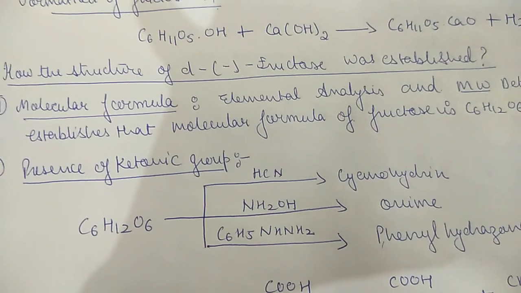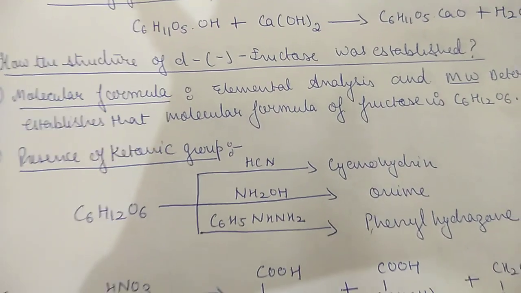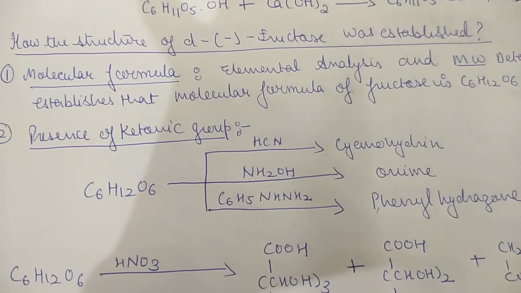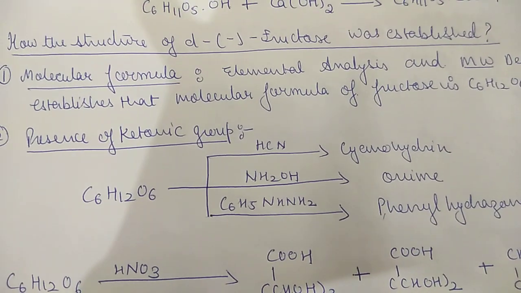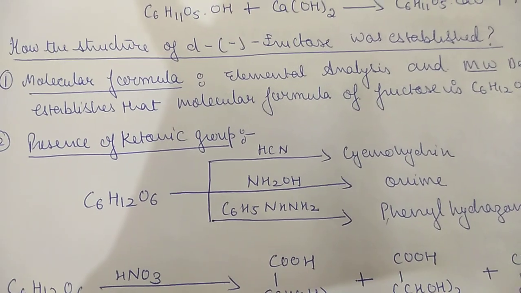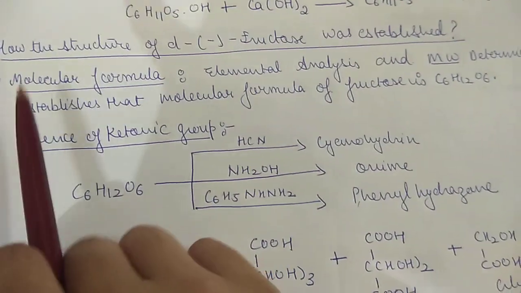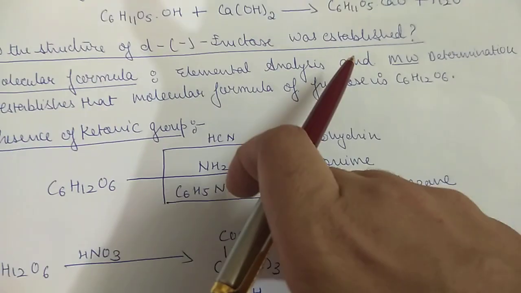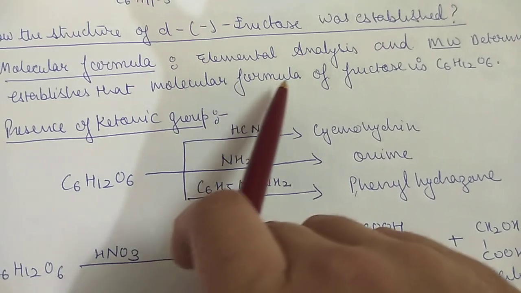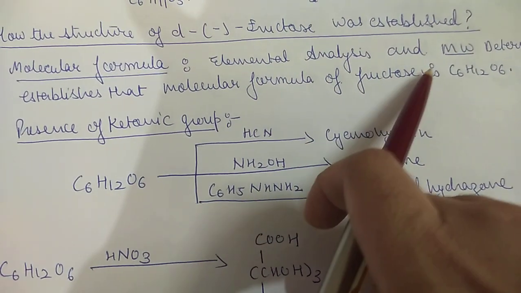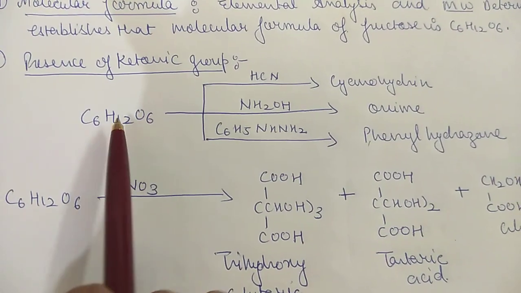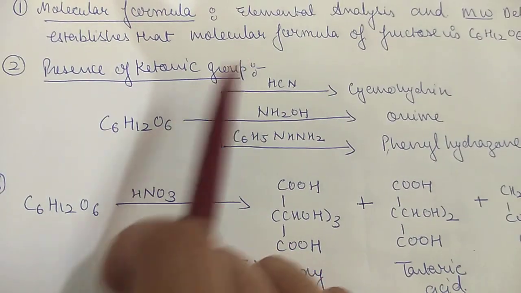Now, how was the structure of D-fructose established? The method of establishing the structure of D-fructose was the same as that of glucose. First of all, molecular formula, elemental analysis and molecular weight determination established that the molecular formula of fructose is C6H12O6. Then, the presence of a ketonic group. How was it established?